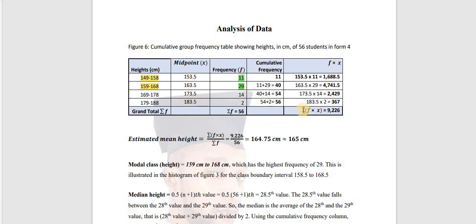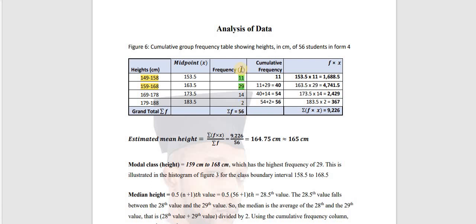Now, what this sigma sign means, this capitalized E looking sign, it's a Greek letter called sigma, and in math we use it to mean summation. So we're adding up all these figures, which is 9,226, and divide by the number of times these numbers occur, which is 56 times, because we have 56 students.